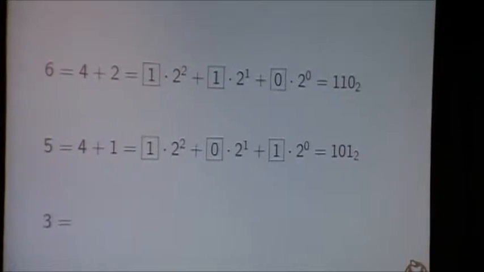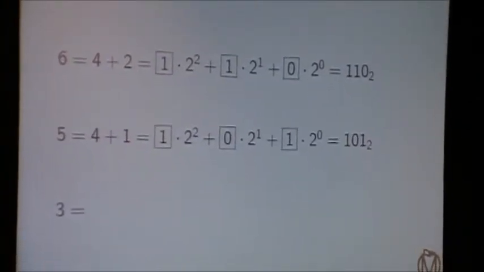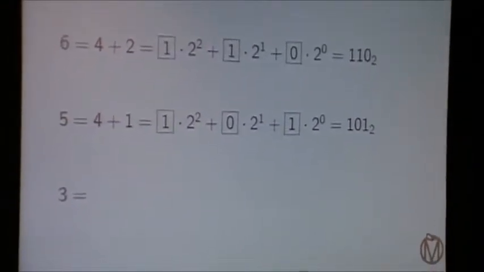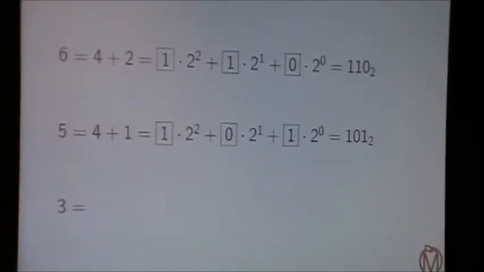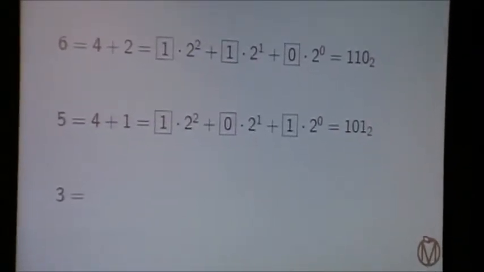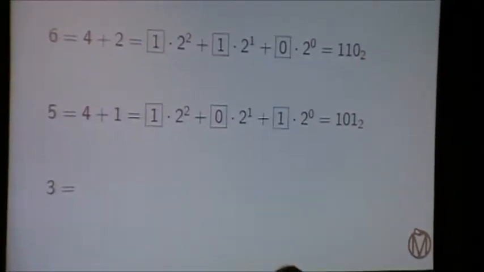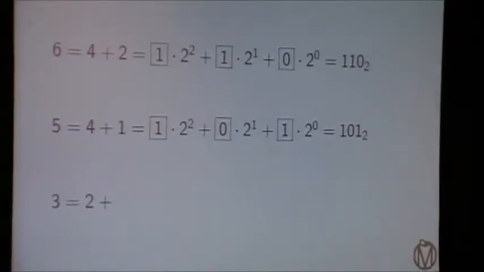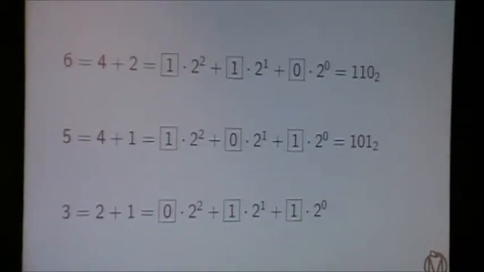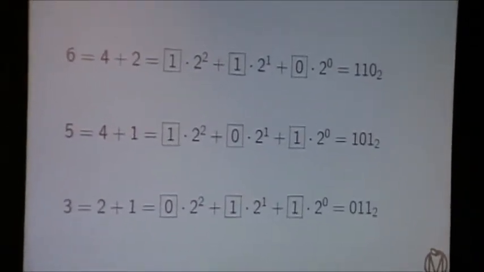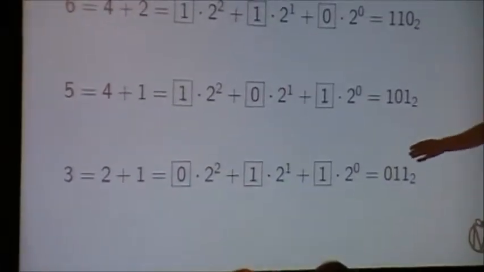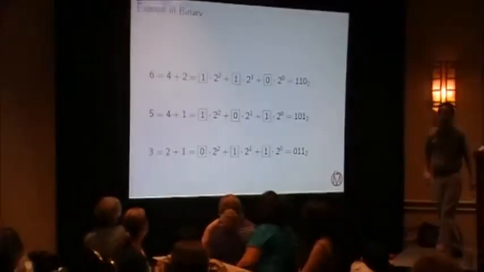With a 3, what's the highest power of 2 that's less than 3? Someone tell me the highest power of 2 that's less than or equal to 3. 2 to the 1. And there's 1 left over, that's a power of 2. And so here's 3 written in binary, or 0, 1, 1. I'm just padding it with an extra number so that they all have the same number of bits.